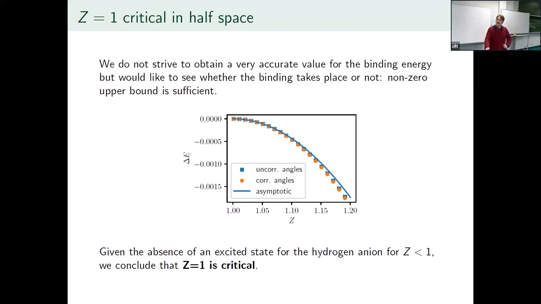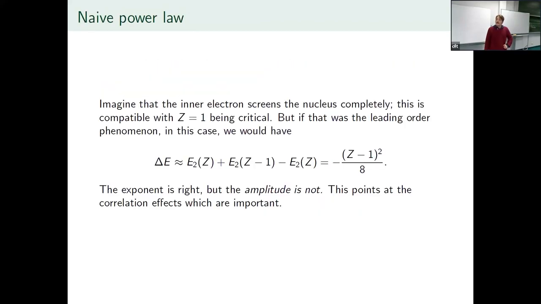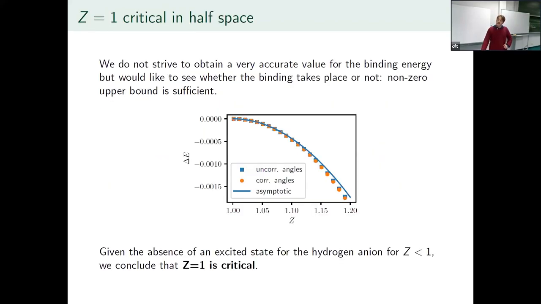Okay, so z equal 1 is critical. We found this because we found something that leads to binding. The second thing is about the power law. What happens for z very close to 1? And one can reason in the following way. So not fit, but just predict what should be there, what should be the power law, right?